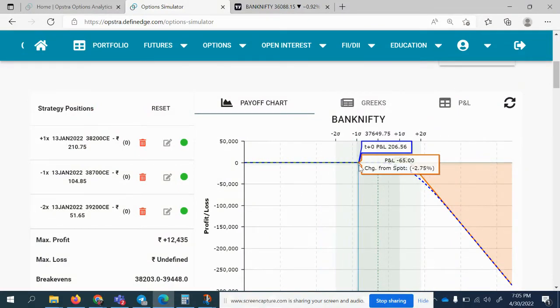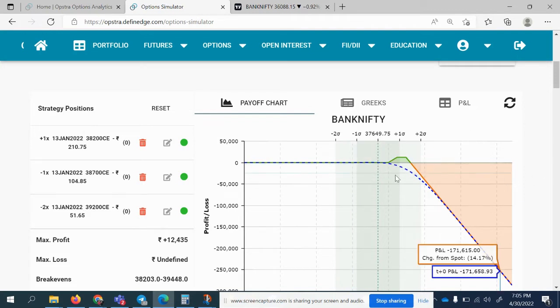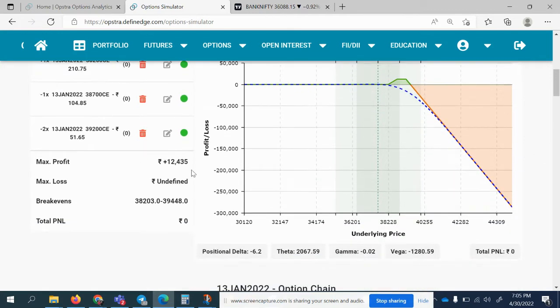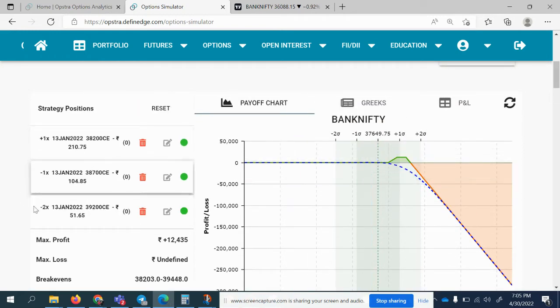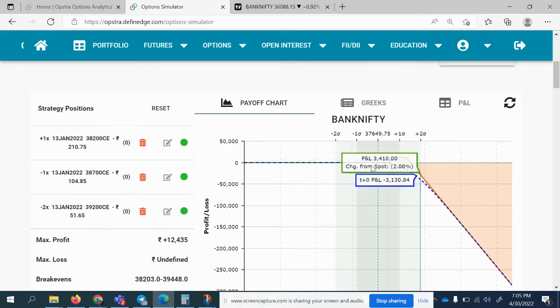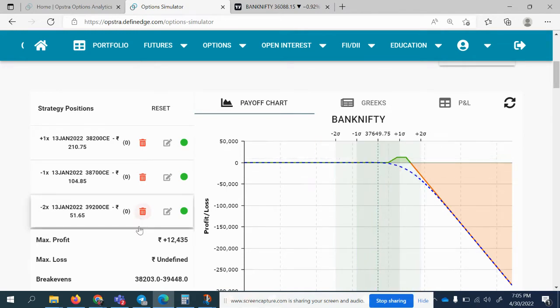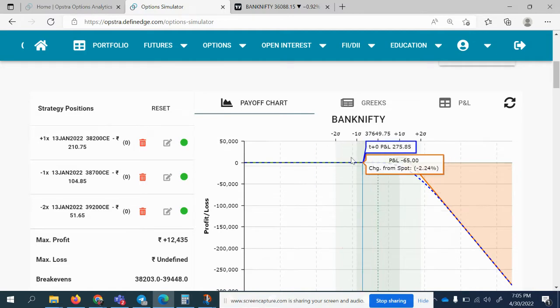Now your loss on the downside is almost minimal, around minus 65, and you have the potential of 12,435 on the top side. This is the ratio spread, 1 is to 1 is to 2. Whenever the market goes down, your loss is mitigated, and you have the potential of 12,000. This is the ratio spread.